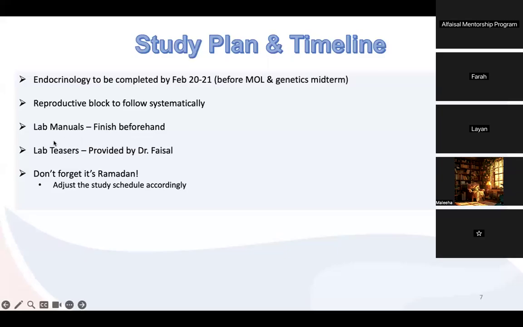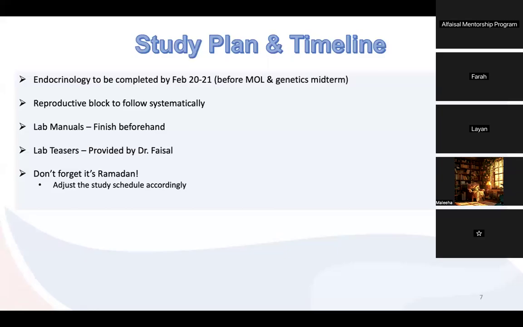Also, guys, lab manuals are very important. Try to finish them before. If you can read them before you go to the lab, this would be really helpful because you will know what we are going to talk about in the lab, and you will be able to understand better.